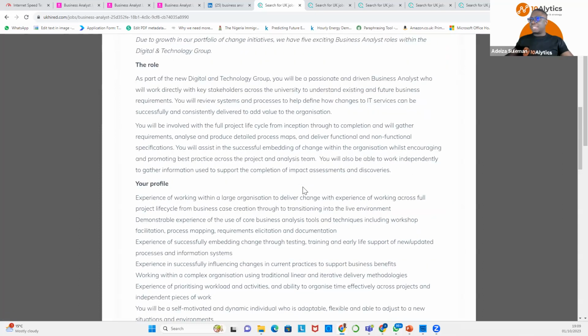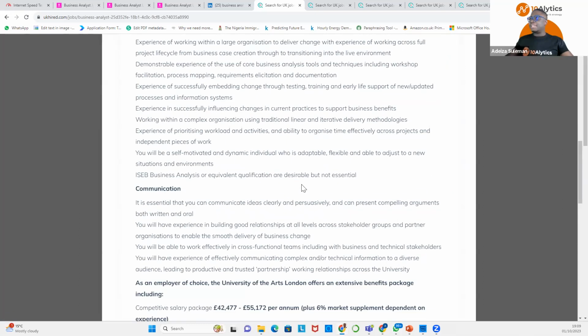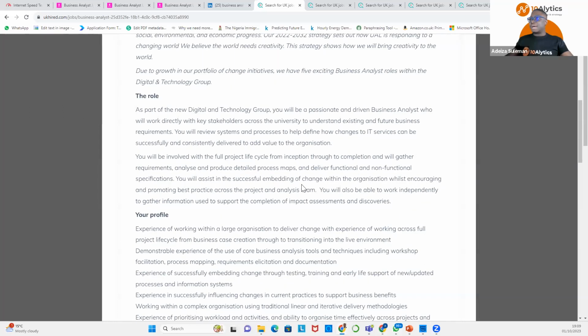So let's check the second one and see if they have indicated the requirements for this particular one. So here they said you'll be involved in full project life cycle from inception to completion. You gather requirements. We talked about requirements gathering, right? Analyze and produce detailed process maps, process mapping, deliver functional and non-functional specifications. You'd assist with successful embedding of change. You are a change agent in that organization. You work independently to gather information, and so on and so forth.